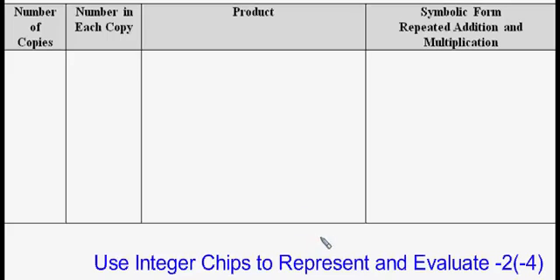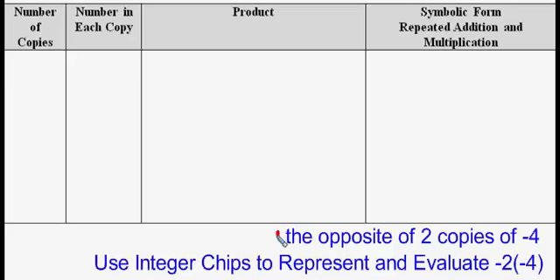I want to do one more example where both numbers are negative. So if I wanted to multiply -2 times -4 using chips, it would be helpful to think of the problem in this way. If 2 multiplied by -4 represents two copies of -4, then the fact that there's a sign out here that's negative means that we really want the opposite of this. So we want the opposite of two copies of -4. So let's start by showing what two copies of -4 would look like, and then we'll do the opposite of that.